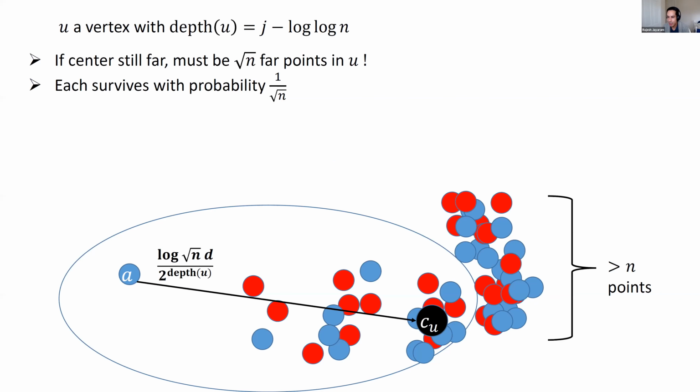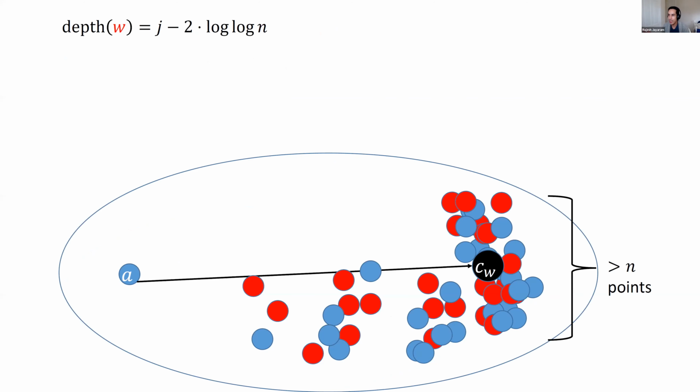And you can keep playing this game, but note that at this point, we can't keep playing this game because we only have n points. So at this point, I can't keep increasing the size of the thing because I've run out of points. So the moral here is that if the distance to the center of mass is really far, that must be because some points survived that were far, which means that there are many more points which didn't survive.